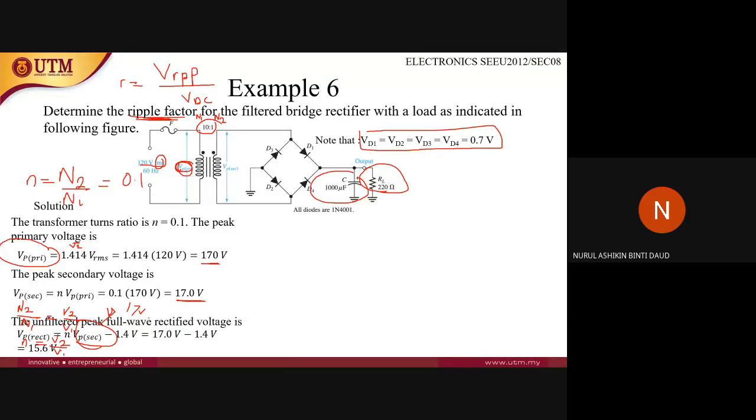Why? You have to consider two diodes that will be in forward bias, right? So two diodes operate, so it is 0.7 plus 0.7, 1.4. So just now 17.0 minus 1.4 volts, you will get 15.6. So this is the value for the rectified voltage at the secondary part.